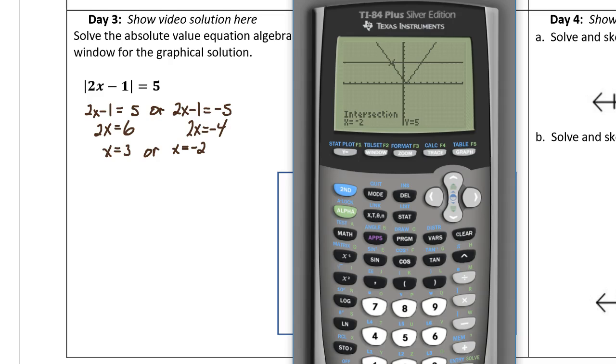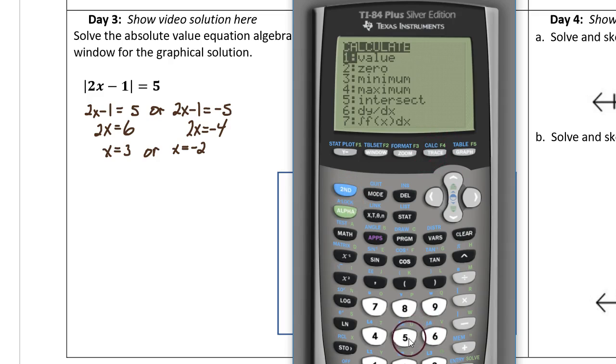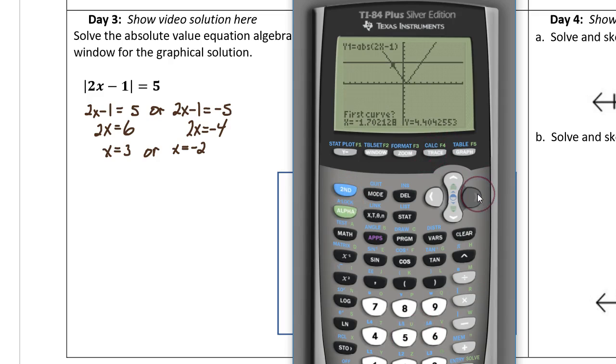We can get the other intersection point in the same way. Press second, calculate, choice 5, and then cursor over until you're smack dab on the intersection, and press enter 3 times. And it says intersection, x equals 3.